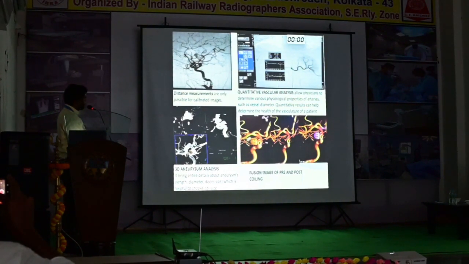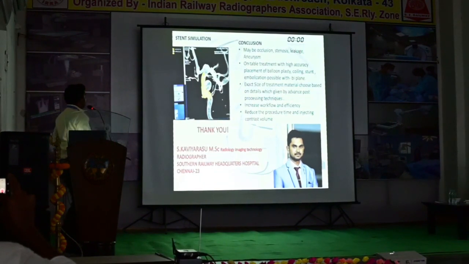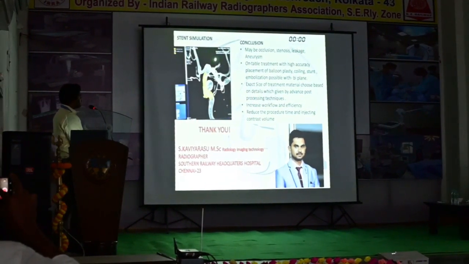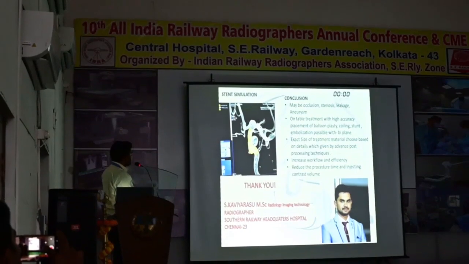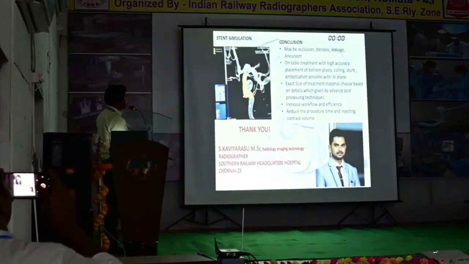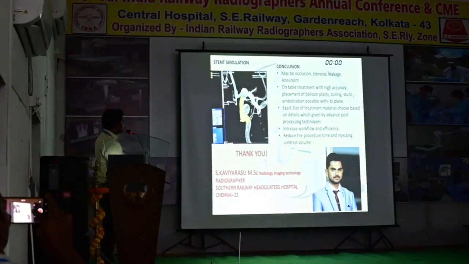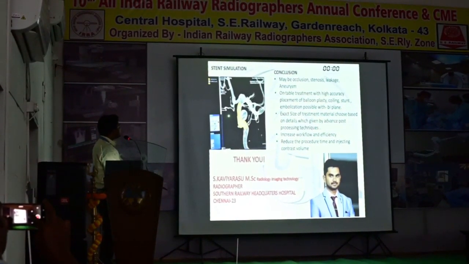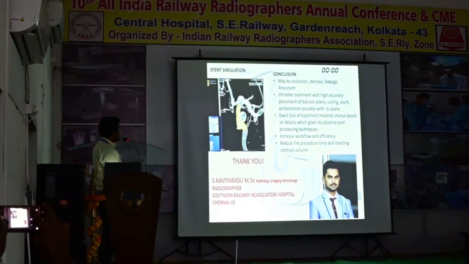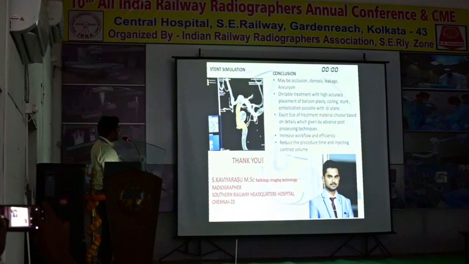This was the fusion image of post-processing. This one is the pre-coiling image and this one the post-coiling image. This one was the fusion image, so the aneurysm appears different in color. It also gives stent simulation, because during quantitative vascular analysis we can use stent simulation. It gives more detail about which size of stent can be used. Details like that are given by the software itself.